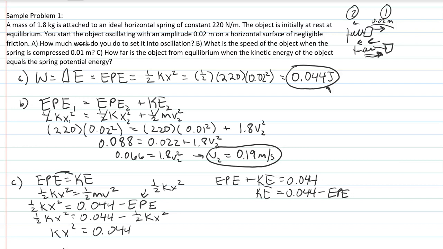0.044. And I want to solve this for x because, again, I want to know how far the object is from equilibrium. So I want to plug in my 220 for k. And then if I solve that for x by dividing both sides by 220 and then square rooting both sides, I will get that x is equal to 0.014 meters. So what that means is that the block is at 0.014 meters when the kinetic energy and elastic potential energy are exactly equal to each other.